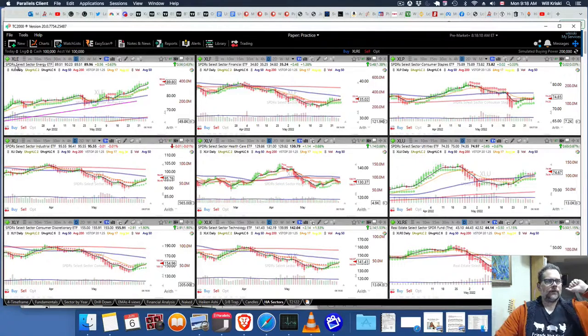And these are the Spider select sectors. So you've got energy, financials, staples, industrial, healthcare, utilities, consumer discretionary, technology, real estate. It's not every single one. There's a couple other ones, but this gives you the bulk of them. So if you look at this daily chart, you'll see that there are some recoveries down here, green dots.